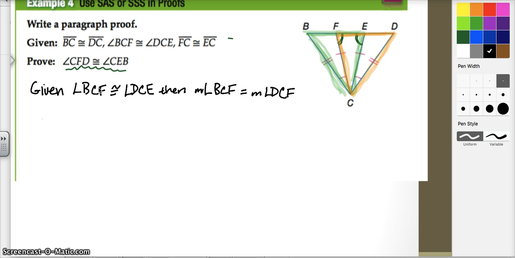So I've decided to start off with the given concept that's most important to me right now. So given that angles BCF and DCE are congruent, then their measures are equal as well, and that we know from the definition of congruent angles, right? So the measures are equal, and so if I tell you that the measure of BCF plus the measure of, now I'm going to add this little angle in here, watch this, the measure of FCE is equal to the measure of DCF. Am I doing this right? Let me see. I said BCF, BCE. This should be ECA.